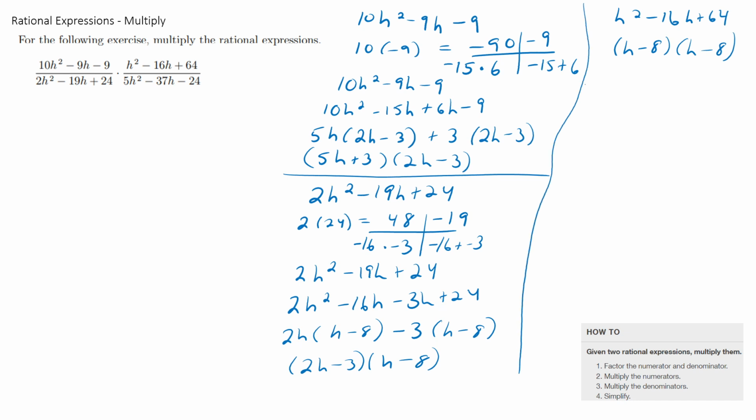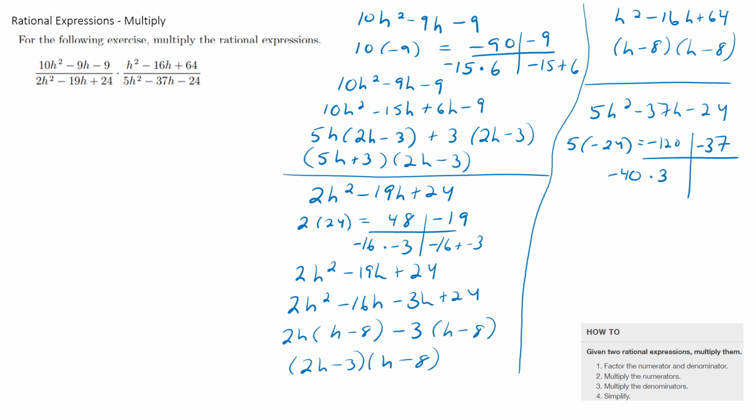So I've got my 5h squared minus 37h minus 24. Once again, a is not equal to 1, so I need to use my AC method. I'm going to do 5 times negative 24, which is going to give me negative 120. So I need two things to multiply to negative 120 and add to negative 37. Let's go with negative 40 times 3, that should give me negative 120. Yeah, and then negative 40 plus 3 should give me that negative 37.